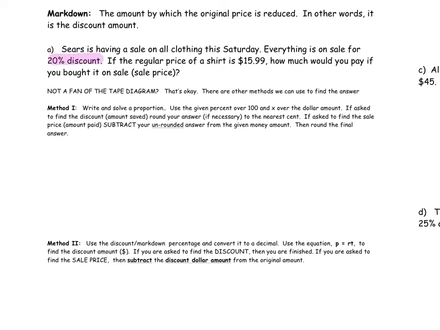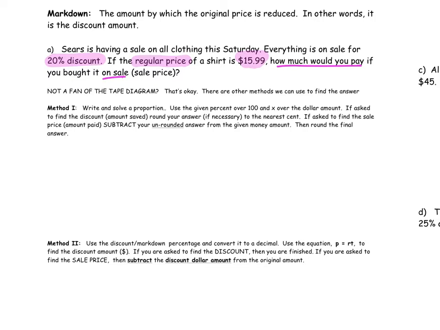So you can see that 20% discount, very important. We take that word discount as important. The regular price or original price, because later on we're going to discover they're going to give us a sale price and ask for the original price. And the question we're asking is how much will you pay on sale, meaning the sale price.